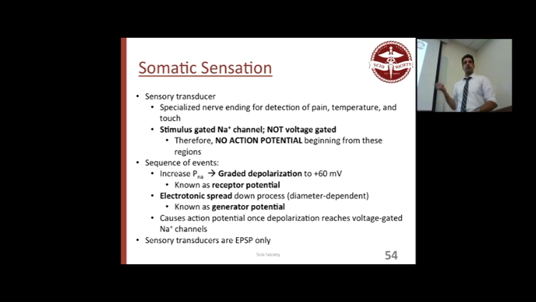Sensory transduction. Let's just go through the main concepts. Transducers are different than just regular axons.